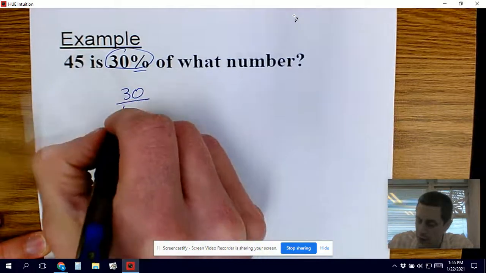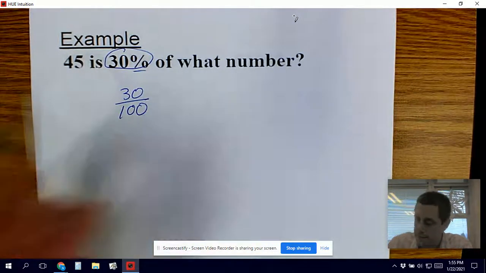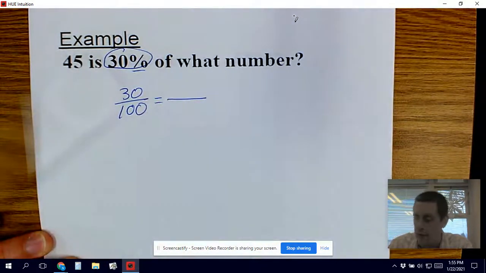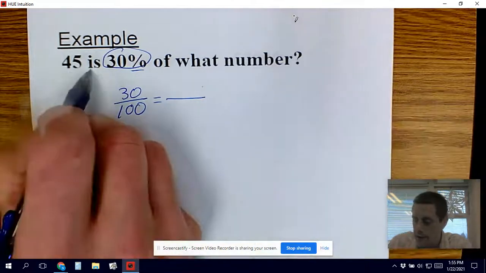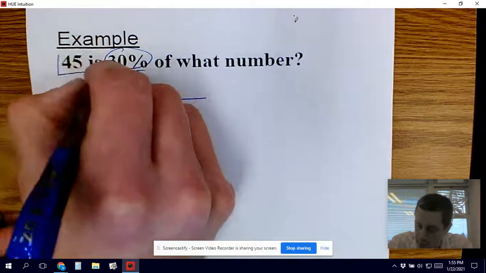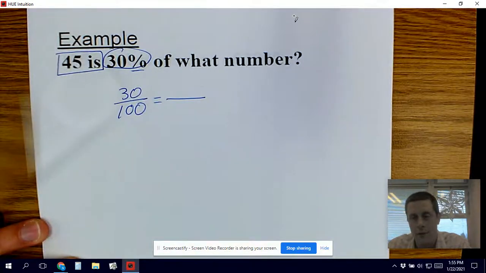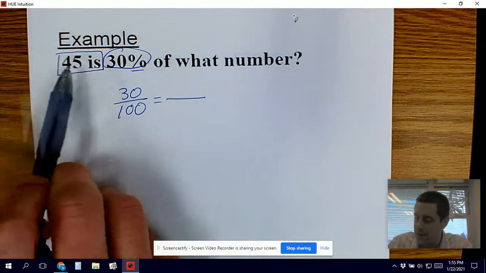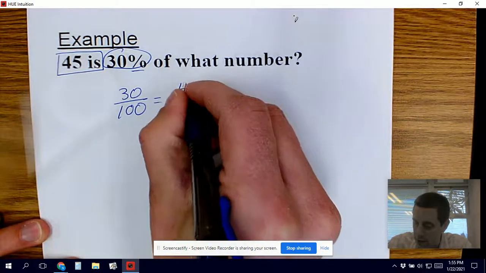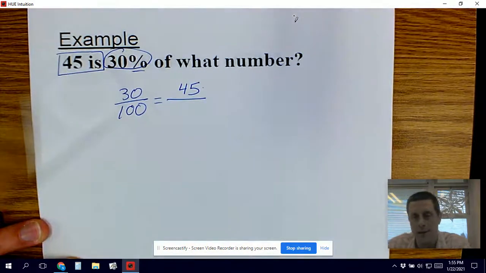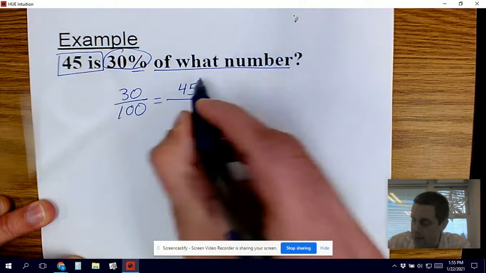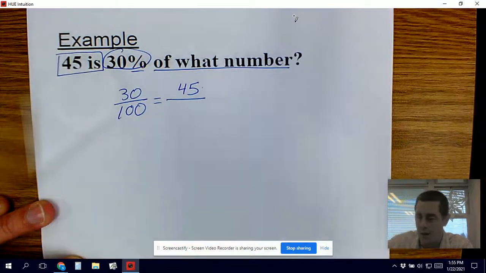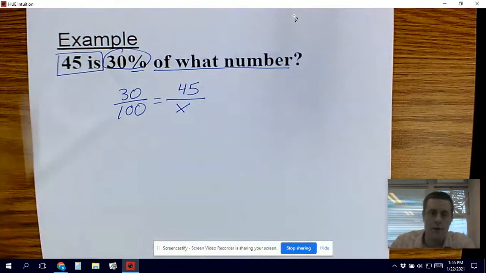So 30 will go over 100. The other side of our percent proportion is the part over the whole. 45 is. Do you remember what is a key word for? Is means the part. So 45 is the part. So 45 will go on top of our second ratio because it is the part. And even look at this. Here's our keyword of what? Of what number? Of an unknown, meaning our variable is the whole.